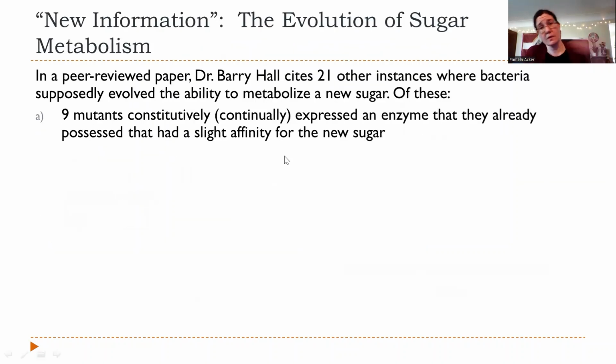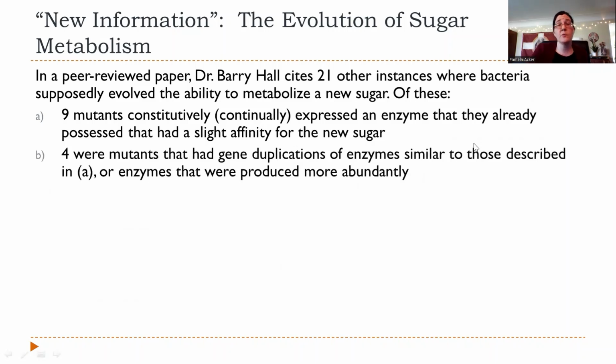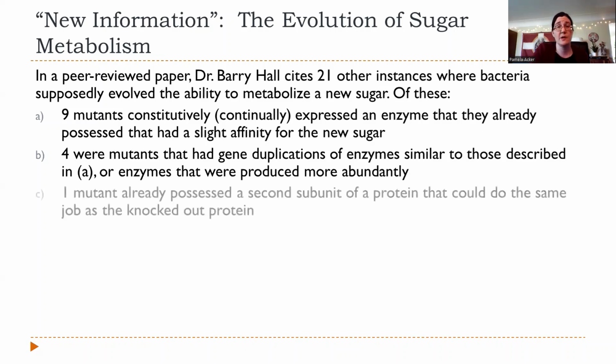So Dr. Hall cited 21 other instances where bacteria supposedly evolved the ability to metabolize a new sugar. And of these, 9 of these mutants constitutively expressed an enzyme that they already possessed that had a slight affinity for the new sugar, just like the one that he supposedly demonstrated evolved. Right? 4 of them were mutants that had gene duplications of enzymes, very similar to what I just described, or enzymes that were produced more abundantly, again, similar to what I just described. 1 mutant already possessed a second subunit of protein that could already do the same job as a knocked out protein. So it basically, like I said, had a redundant system.